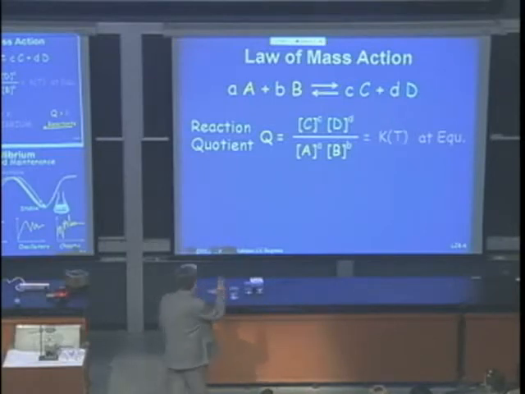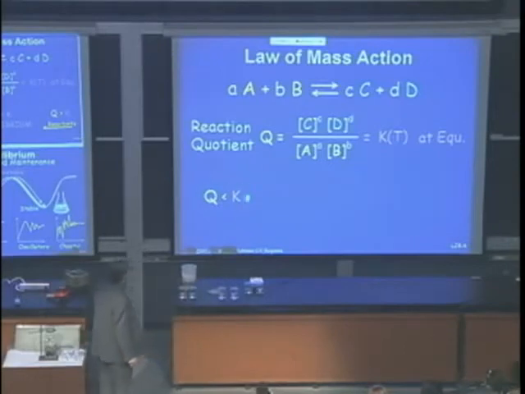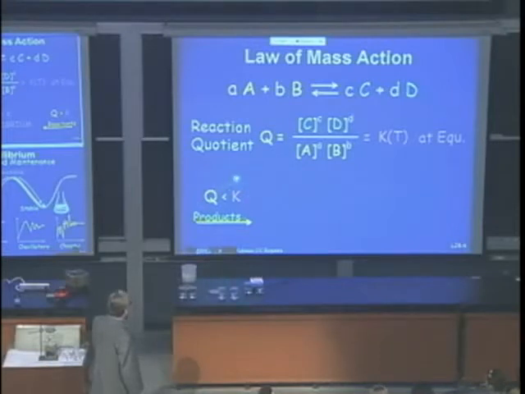So let's make an exercise about this. What if Q is smaller than the equilibrium constant? If it's smaller than the equilibrium constant, what does that mean? What do we have too much? We have too many reactants, okay? So Q is smaller than the equilibrium constant, and we have to go to product. We have to make product.